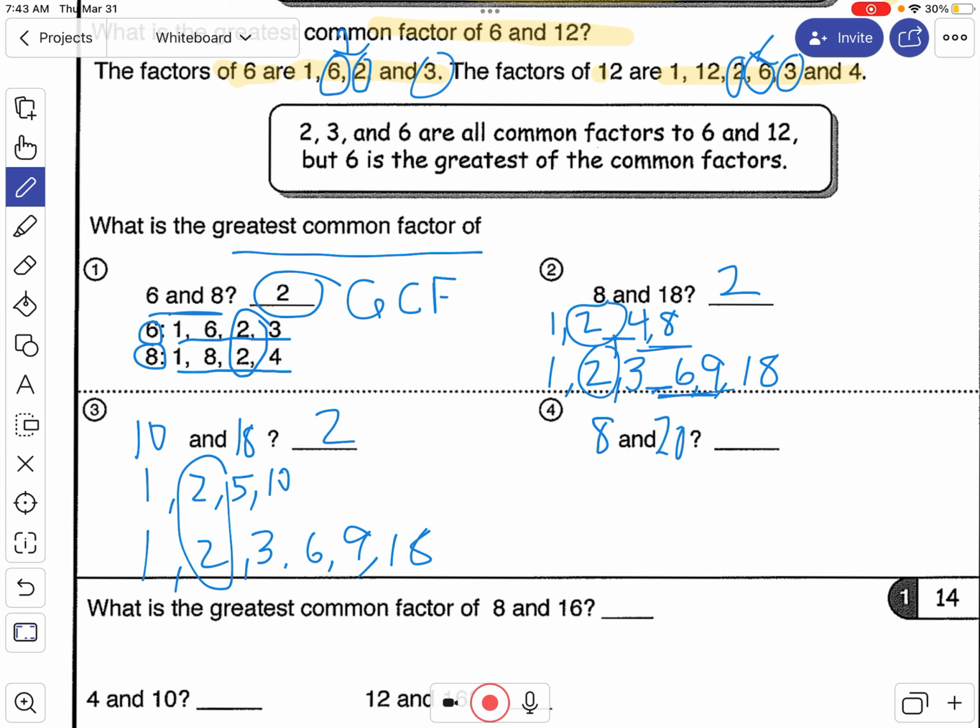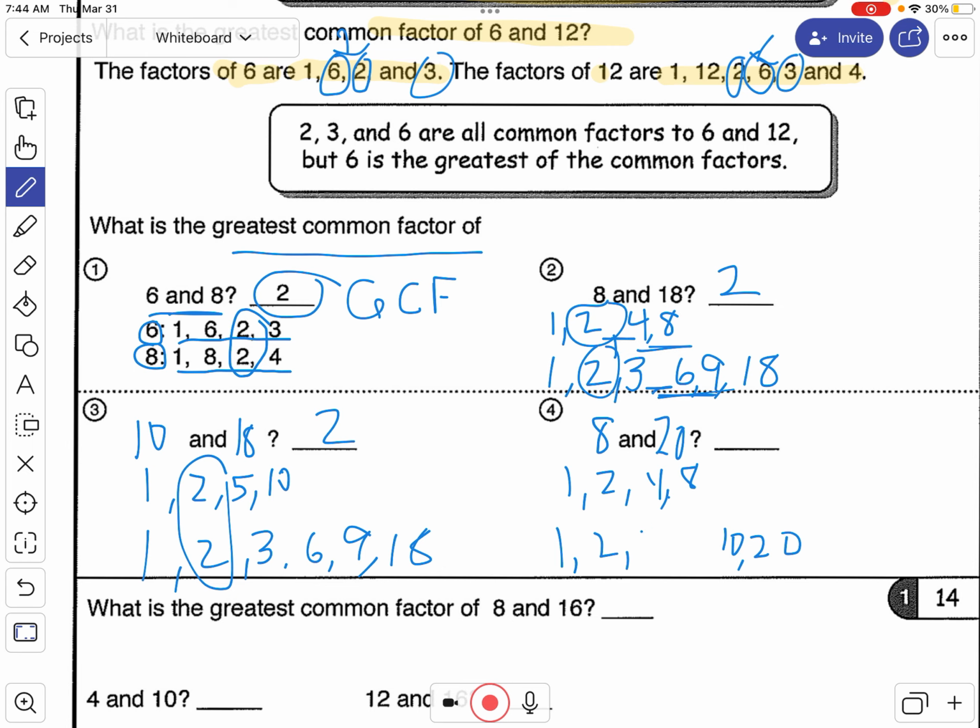All right, so we got 1 and 8. We already did that, right? 2 and 4. And then of 20, you got 1 and 20. I'm going to give myself lots of room because that's a big number. 2 times 10.